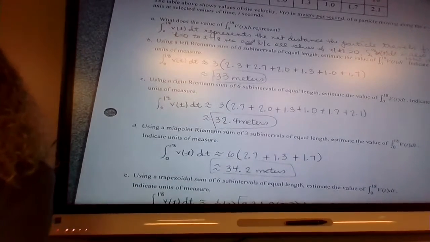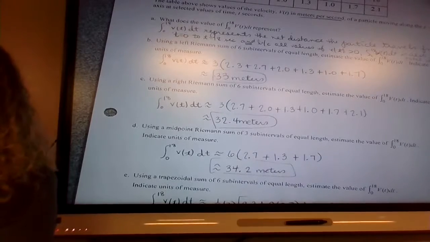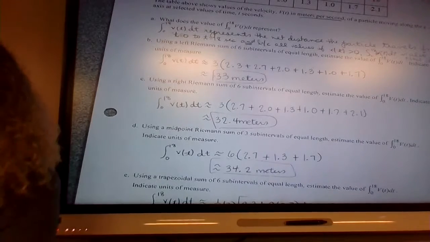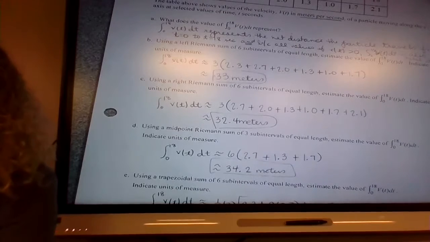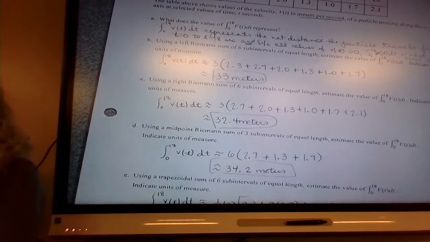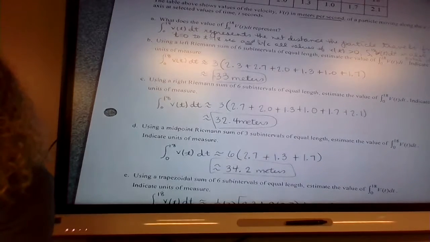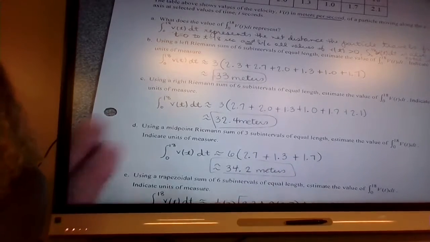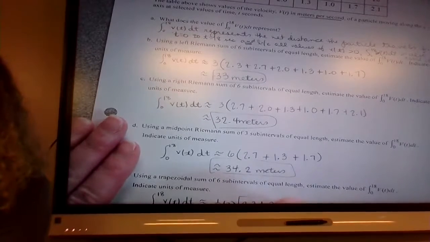Oh, I just typed in 23 instead of 2.3. That's wrong. And I got 32.7 meters.